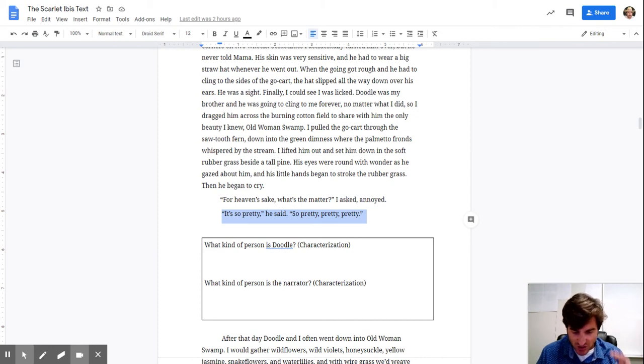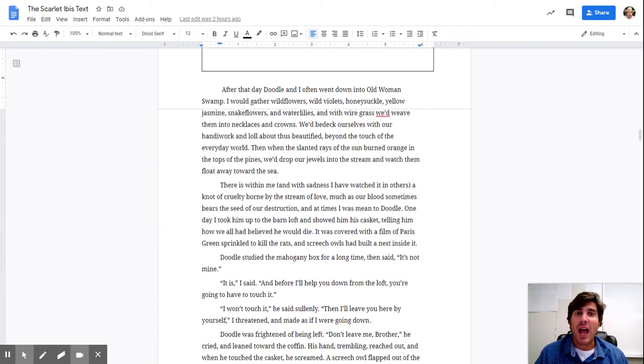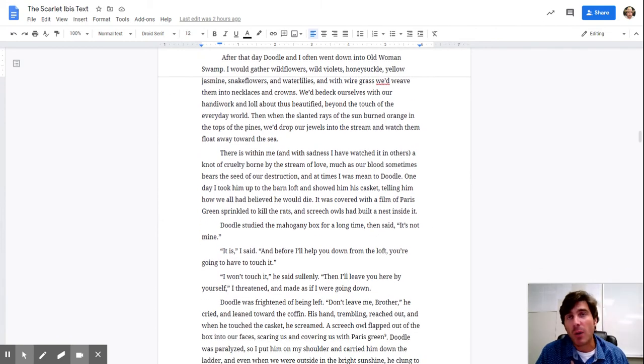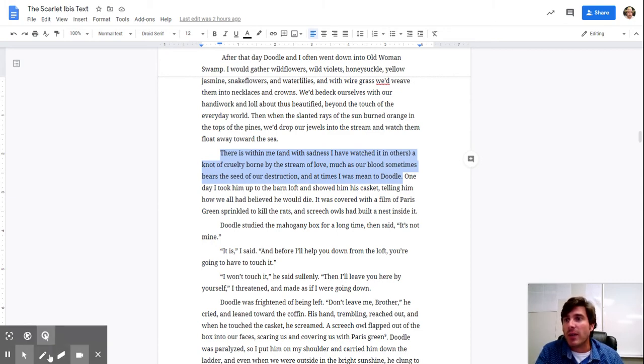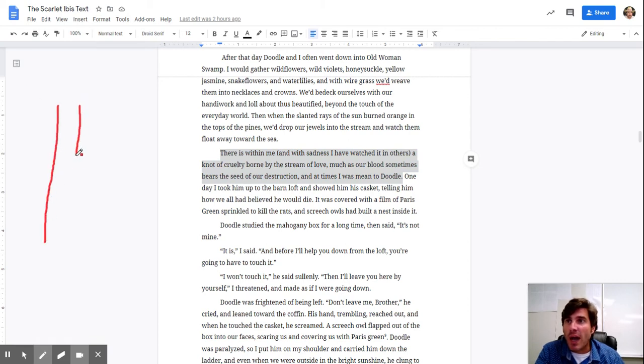Moving right along. So the characterization there of the two characters, the narrator's a little bit of a conflicted character for me. He does some good things, but he also does some bad things. All right. So, which takes us to what I think is one of the most important, probably the most important line in this entire story. There is within me a knot of cruelty born by the stream of love. Think about that. A knot of cruelty which goes right by the stream of love.